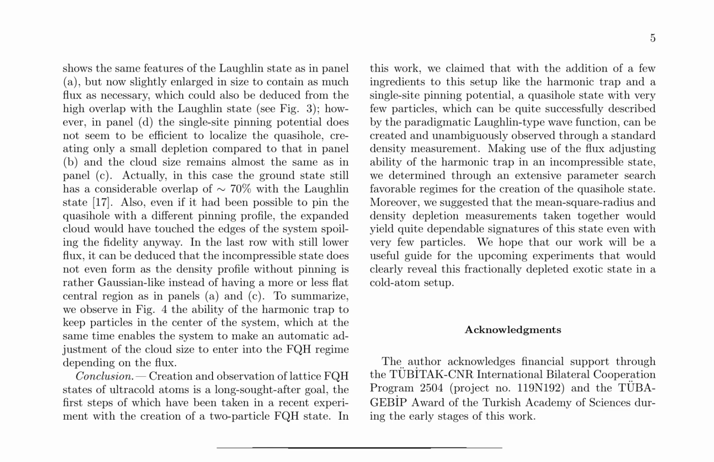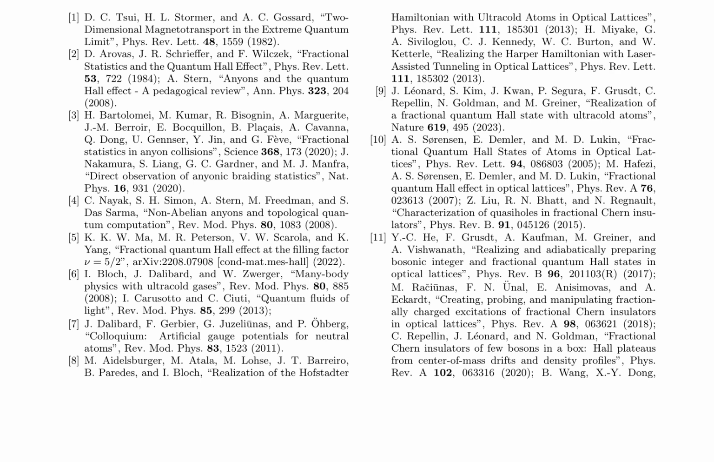This includes optimizing the parameters such as the strength of the harmonic trap, the intensity of the single-site pinning potential, and the number of atoms involved. By carefully tuning these parameters, researchers can create conditions conducive to the formation of the quasihole state. In addition to density measurements, mean square radius and density depletion measurements serve as signatures of the quasihole state.